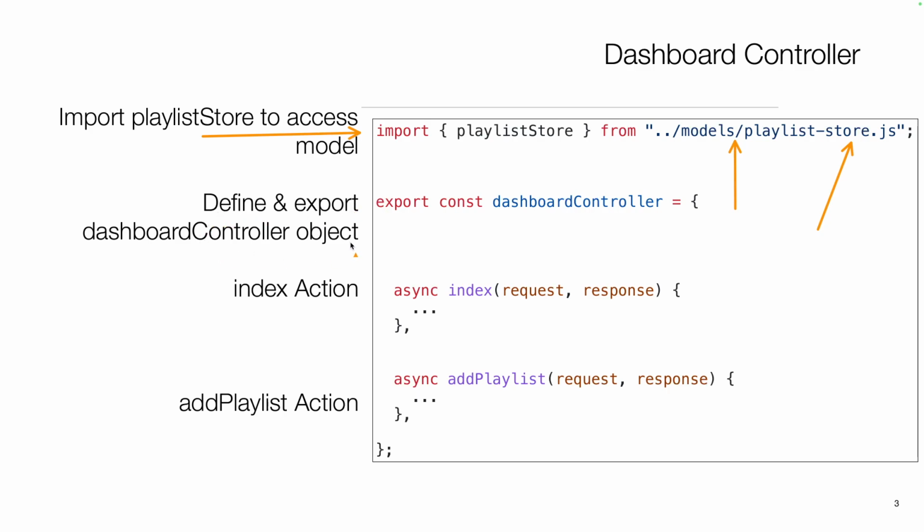Within our dashboard controller, which is a module itself, we export this object of the dashboard controller, and it has two methods, index and add playlist. And in the context of controllers, methods are sometimes called actions. So you might see that word used interchangeably with methods when we're talking about controllers. And typically you would not use the word action when you're talking about a class and its methods.